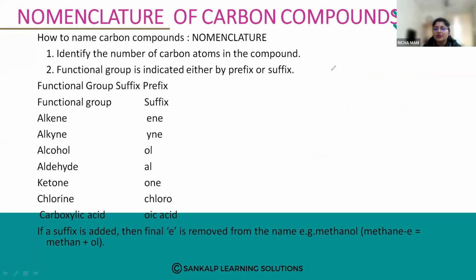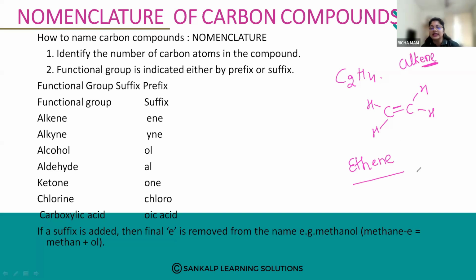Now suppose I have C2H4, with the carbons, hydrogens, and a double bond. Here 2 carbon atoms means eth. And you have a double bond, which means it is unsaturated. When you have a double bond, it is an alkene. The suffix is ene, so the name of the compound is ethene.